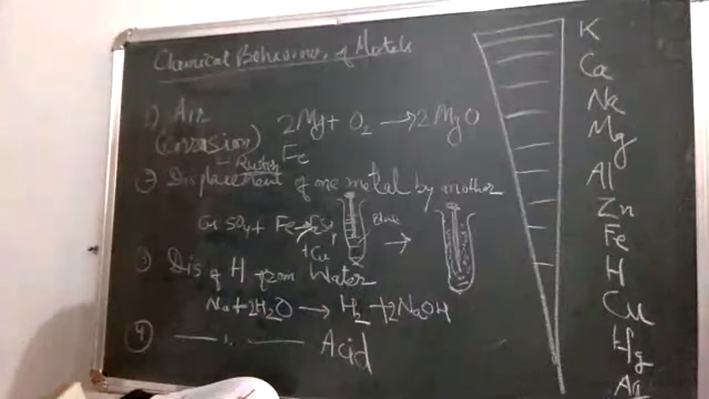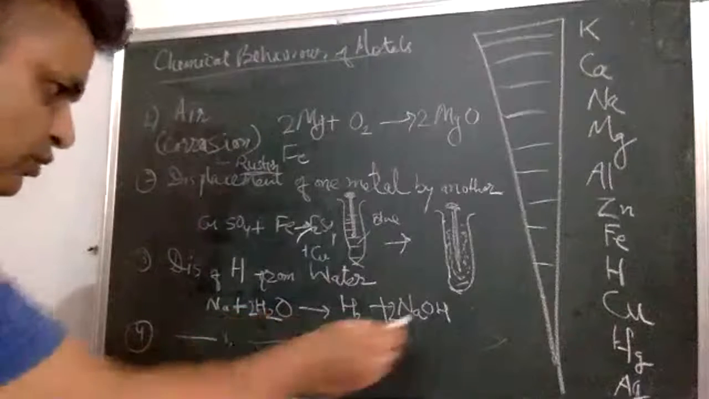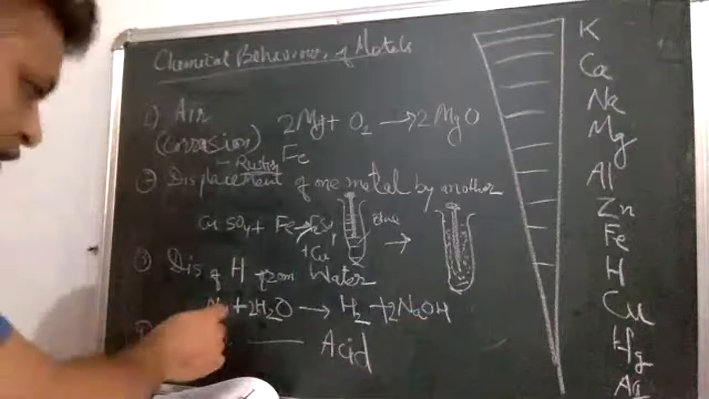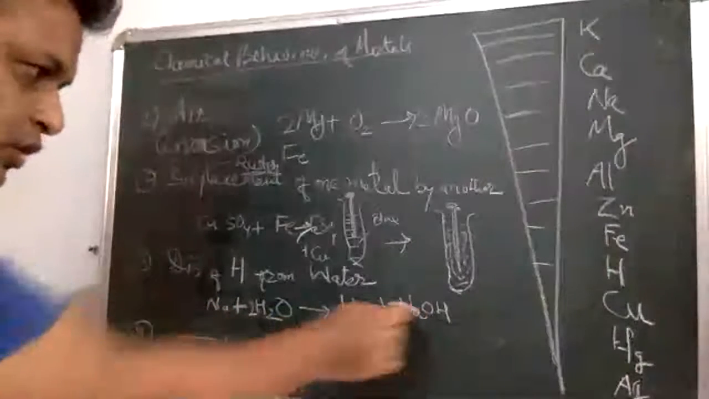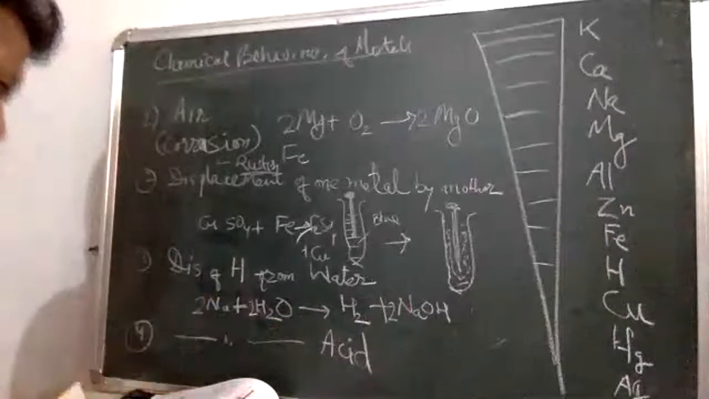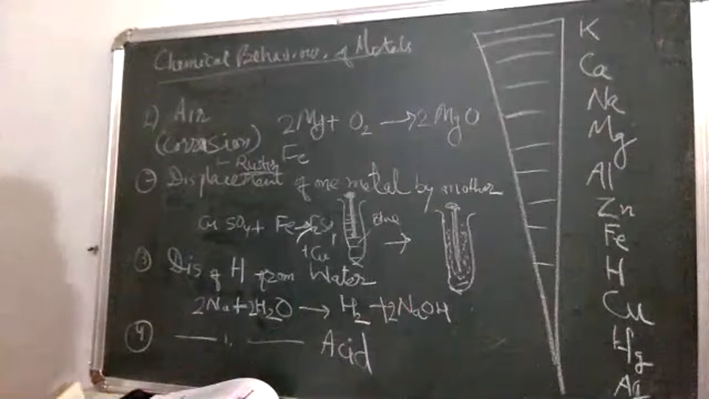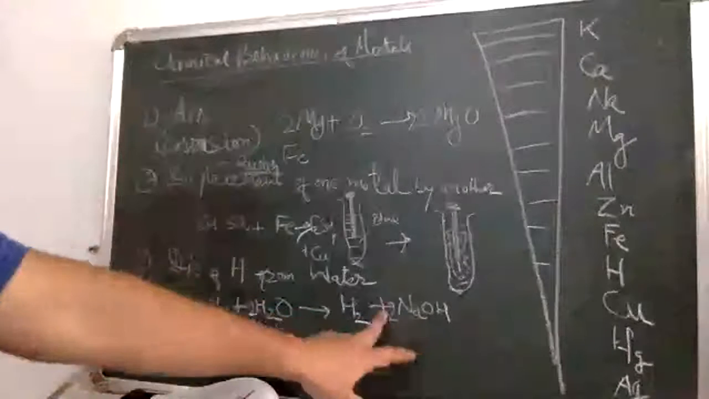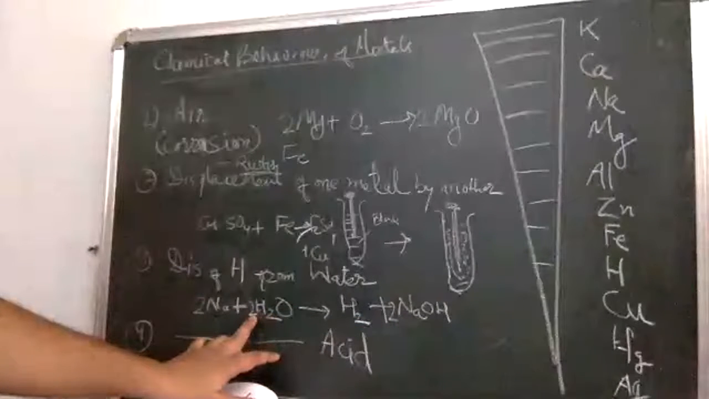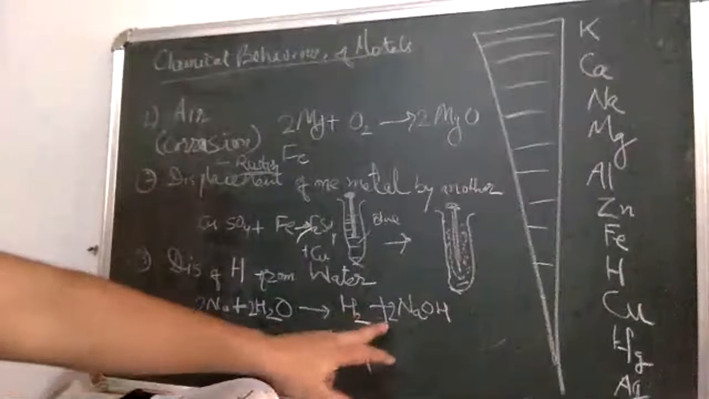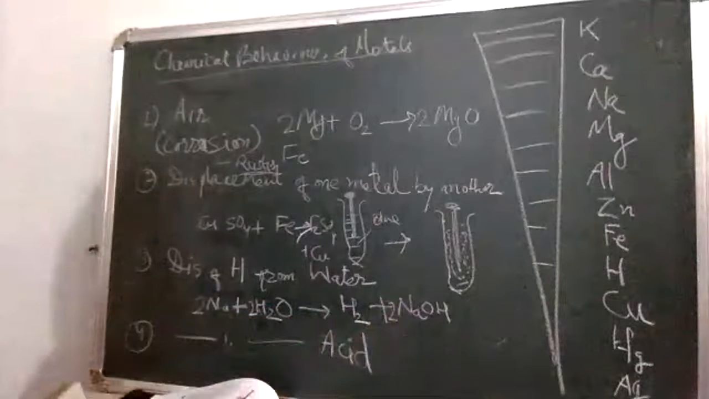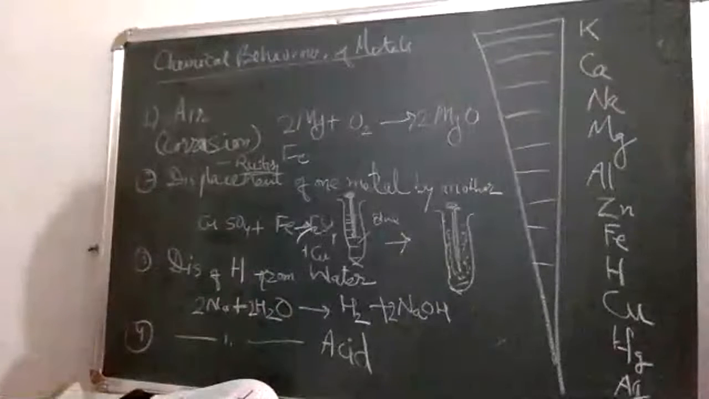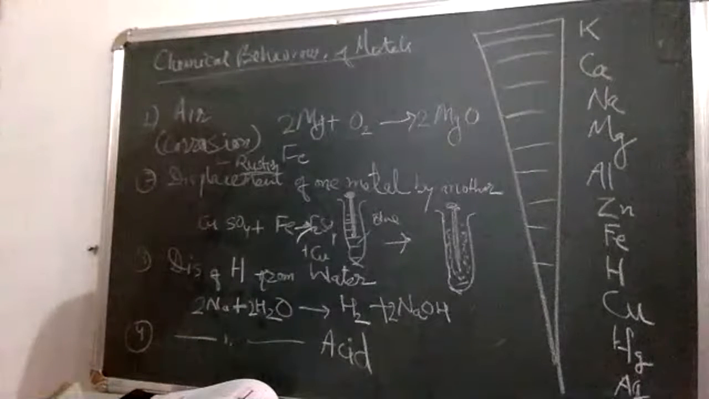Hydrogen is balanced. Oxygen is 2 and oxygen is 2 here also, so oxygen is also balanced. Now sodium is 1 here, sodium is 2 here, so we have to keep 2 here. So it is now balanced. Sodium is 2 and sodium is 2. Hydrogen is 2 plus 2, 4, and oxygen is 2, oxygen is 2. Okay, so now you got that.